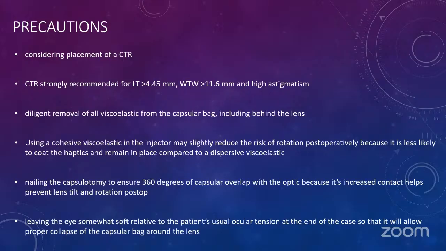This is important, or else you can just completely skip this part and go for hydroimplantation. Otherwise, you can use a cohesive viscoelastic, which may slightly reduce the rotation risk because it is less likely to coat the haptics and will remain in place as compared to a dispersive viscoelastic. Nail the capsulotomy to ensure 360 degrees of capsular overlap with the optic, because the increased contact helps prevent lens tilt and rotation post-op. And leave the eye somewhat soft relative to the patient's usual ocular tension at the end of the case, so that it allows proper collapse of the capsular bag around the lens.